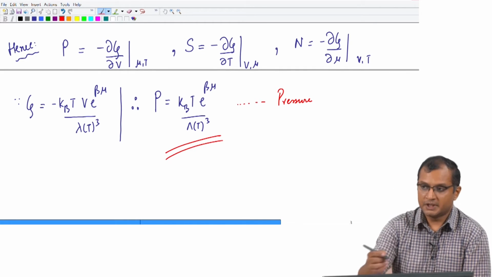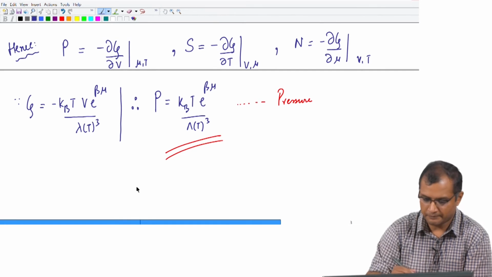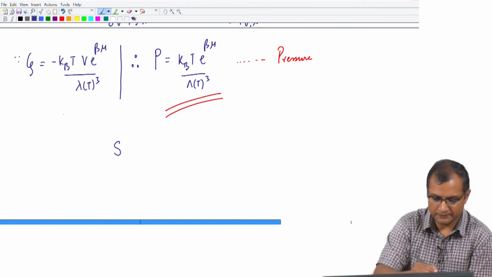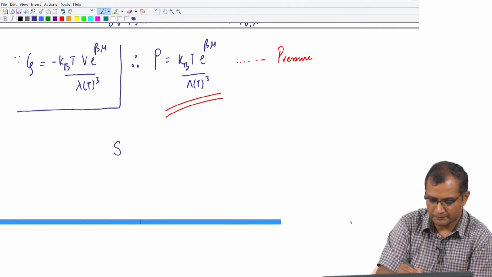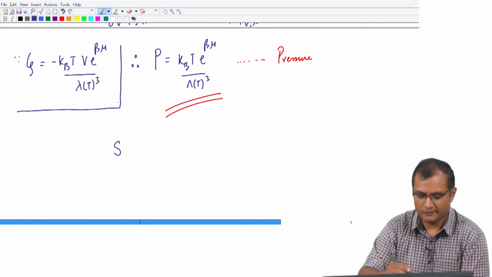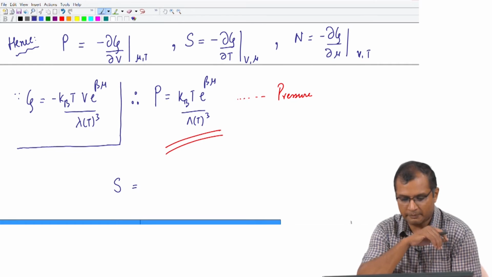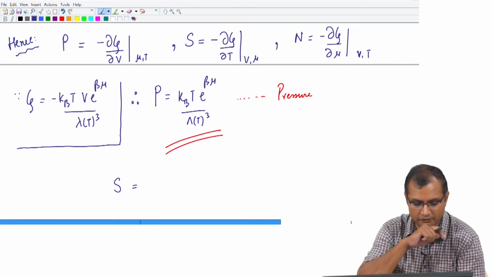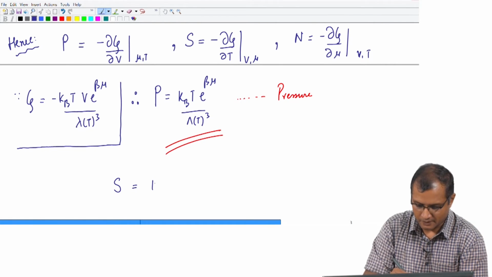You can compute the entropy, which is basically the temperature derivative. So, we have to be careful with the temperature derivative. What comes out is basically just the Boltzmann constant and the volume.